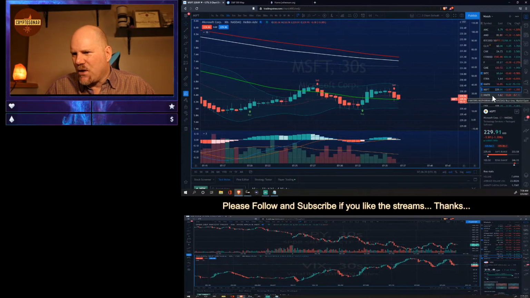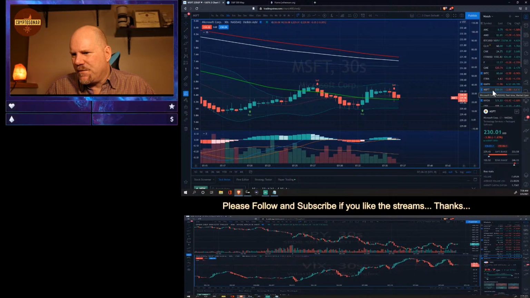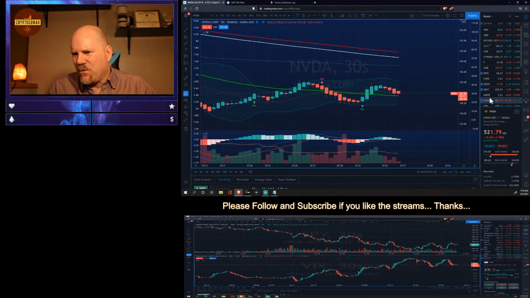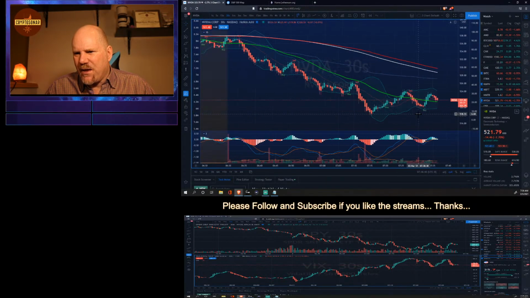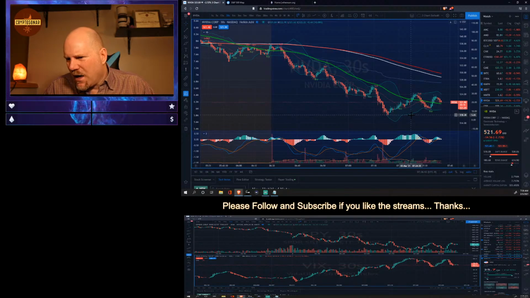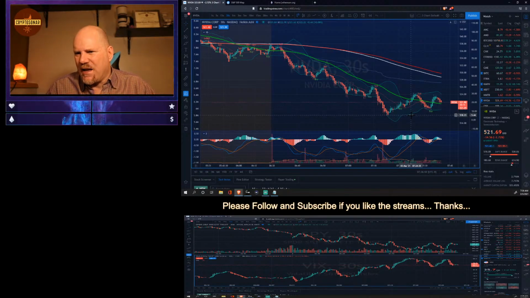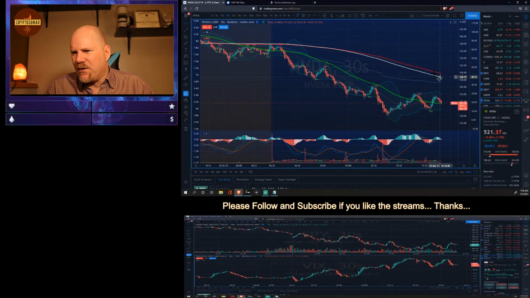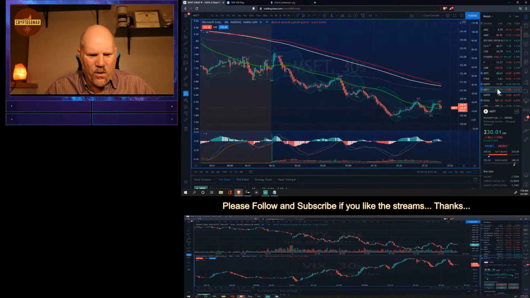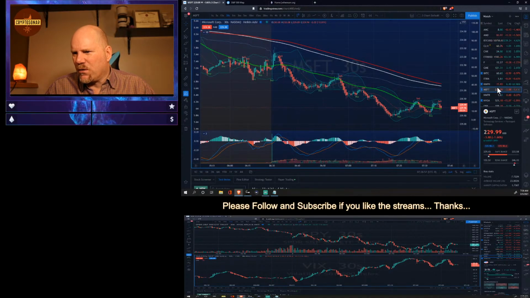Okay, Microsoft still down 386 on the day. Nvidia still down $14, 522 off of its bottom. I think 519. Yeah, it was at 518.08 on the day. So again, will it claw back to the VWAP and to the moving averages here? Most likely, it probably will at some point. If the market holds, it's whether the market will hold or not.